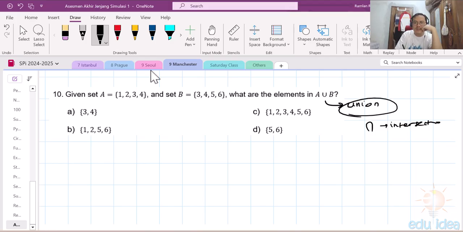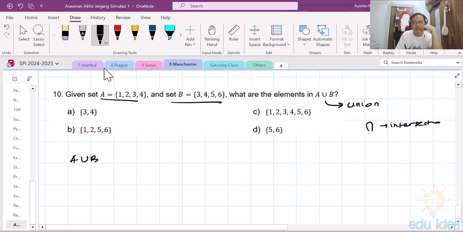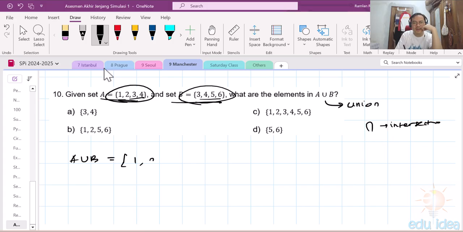So A union B will just combine everything, so A and B being combined. But remember that in a set, if you have the same element, just write it once. You don't need to write it down more than once. Just write it one time. So if we write down A union B, it's basically writing down 1, 2, 3, 4, 5, 6. If I write everything, it's 1, 2, 3, 4 for A, and then for B it's 3, 4, 5, 6.